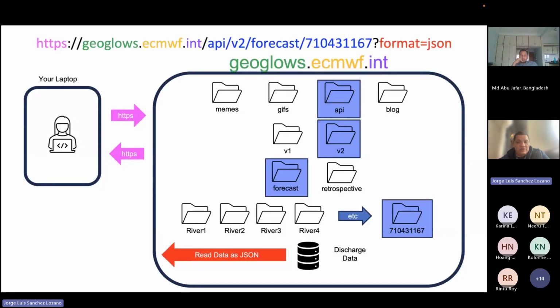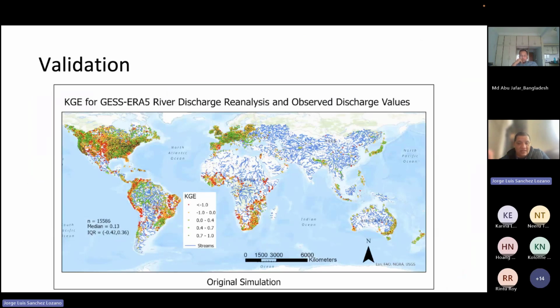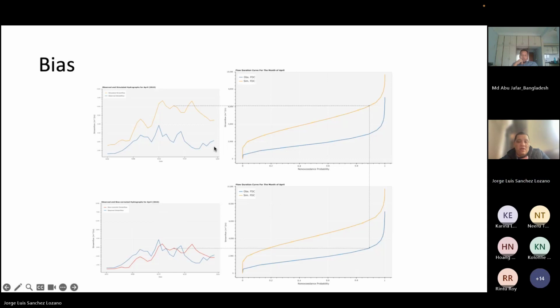One of the most common questions that people ask when they see this model is how accurate it is. So we collected a big amount of data and evaluated the performance of the model by using the KGE metric, and we see that in general terms the model has a decent performance. However, we have problems in the Andes Mountains, the central part of the US, in Africa in general, and the east coast of Spain. Doing this evaluation, we noticed that generally the model reproduced the behavior of the observed data.